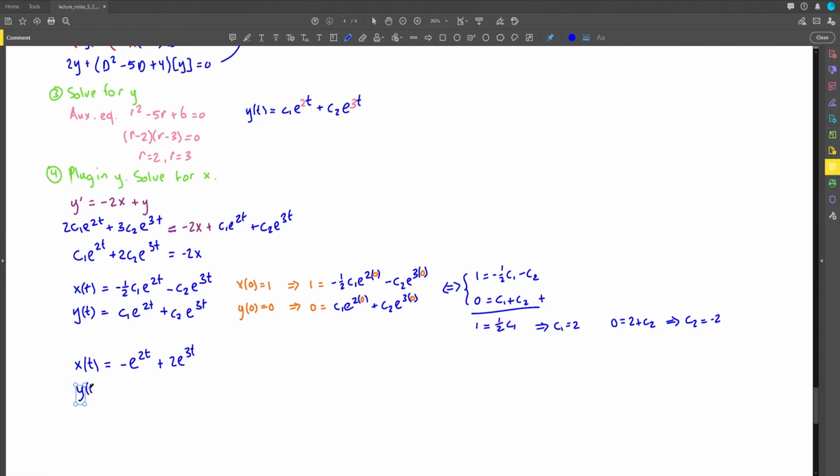And for y of t, we get c1, which is 2, so we get 2e to the power 2t, and then plus c2, that gives us negative 2e to the power 3t. And that gives us the final answer to our problem.